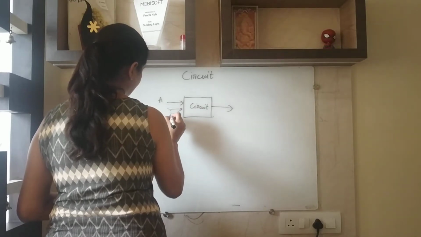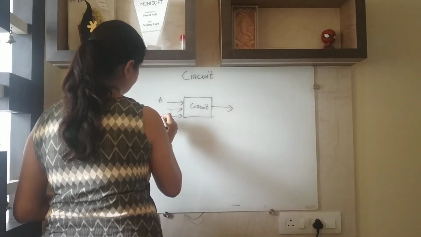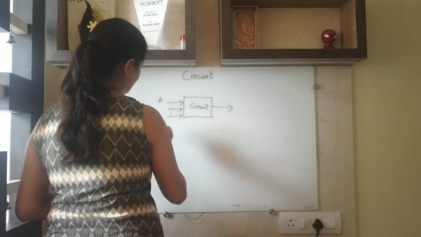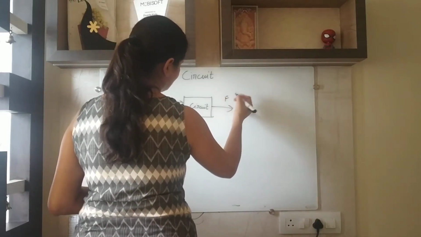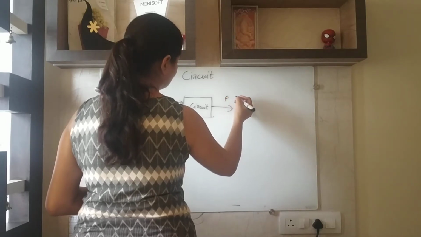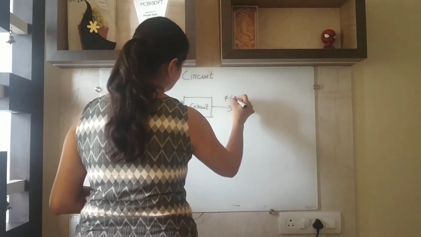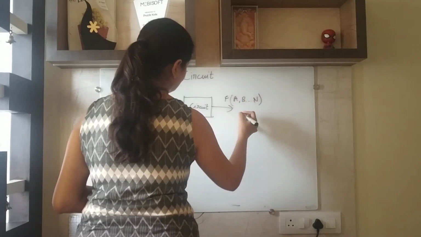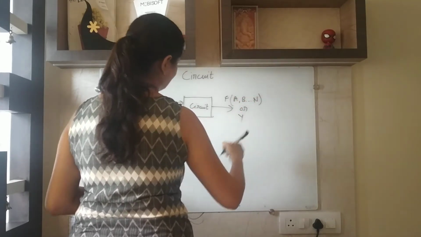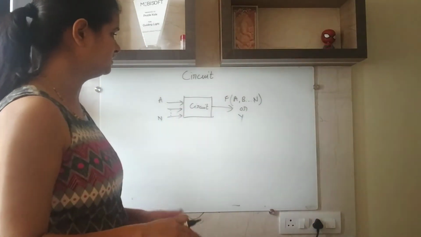Here, more than one input may be required, there may be n number of inputs, and at least one output should be there, that may be represented by a function, or by any variable. So I will write here variable y, right? This is what a circuit is.